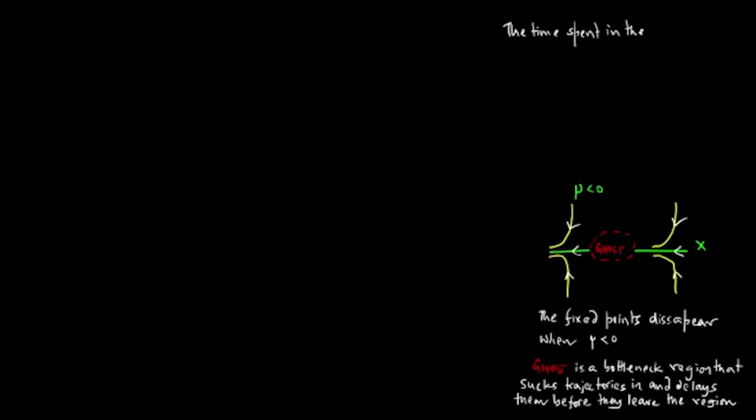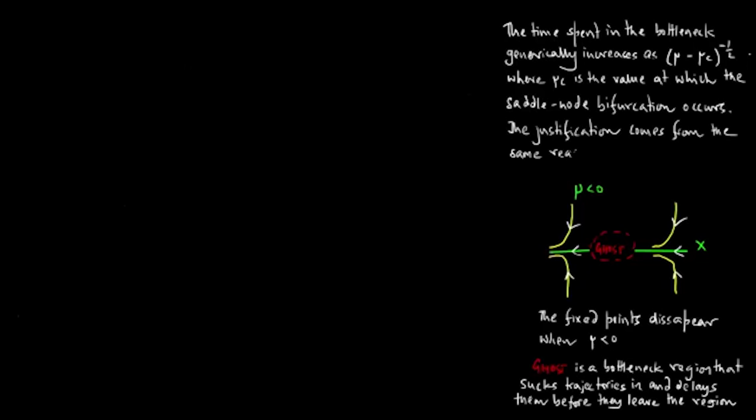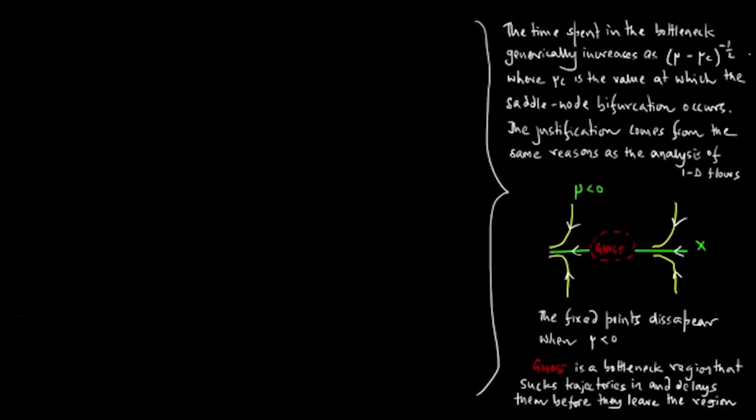The time spent in the bottleneck generically increases as mu minus mu critical to the power minus a half, where mu critical is the value at which the saddle node bifurcation actually occurs. The justification comes from the same reasons as the analysis of one-dimensional flows. Now consider the following figure.